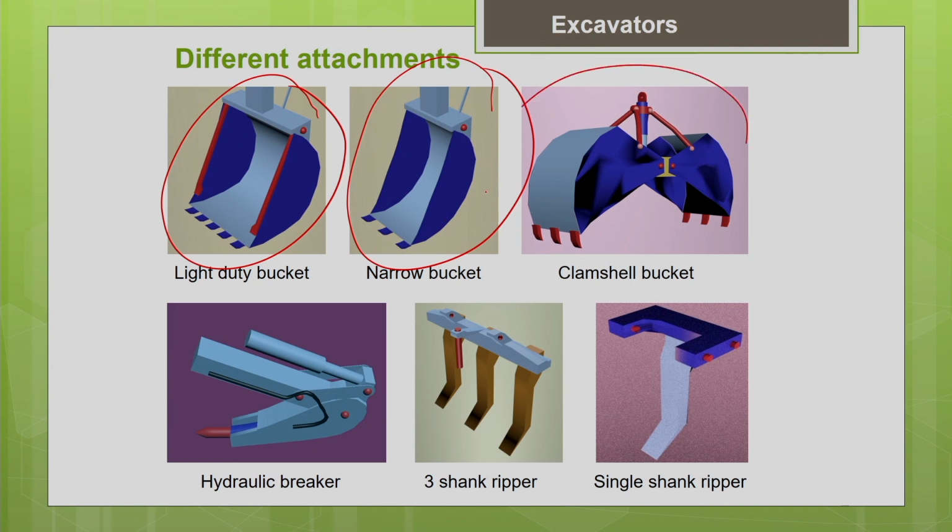Another attachment you can see is the clamshell bucket. This is also very commonly mounted on excavators, or it can even be mounted on cranes. This clamshell bucket is mainly for deep digging or vertical digging. You can see two scoops, which are hinged. With this scooping arrangement, I can easily use it for vertical digging.